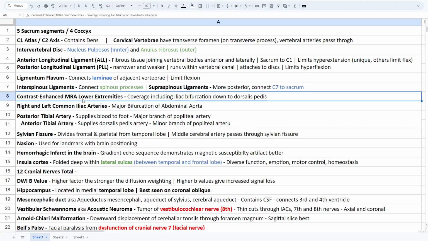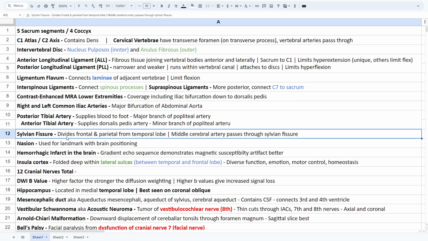Contrast-enhanced MRI of lower extremities. Coverage includes the iliac bifurcation down to the dorsalis pedis. Right and left common iliac arteries are the major bifurcation of the abdominal aorta. The posterior tibial artery supplies blood to the foot, a major branch of the popliteal artery. Anterior tibial artery supplies the dorsalis pedis artery and is a minor branch of the popliteal artery.